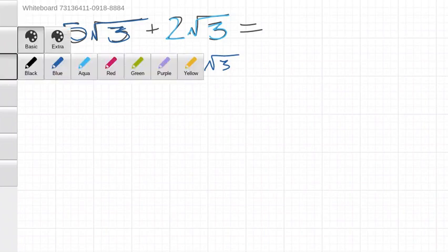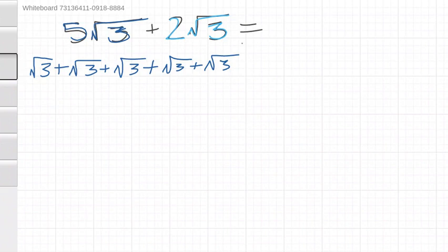That is just 5 times 1 square root of 3. And 2 square roots of 3 is just 1 square root of 3 plus another square root of 3. Since we're adding them together, 5 square roots of 3 plus 2 square roots of 3, simplest form would just look like that. That equals, if we count how many square roots of 3 there are, 1, 2, 3, 4, 5, 6, 7.